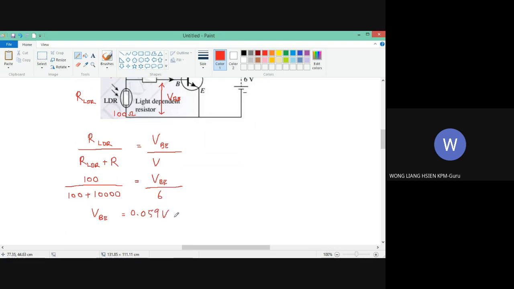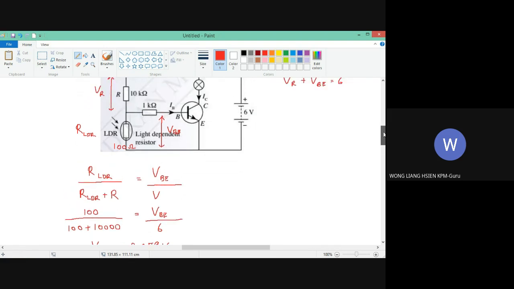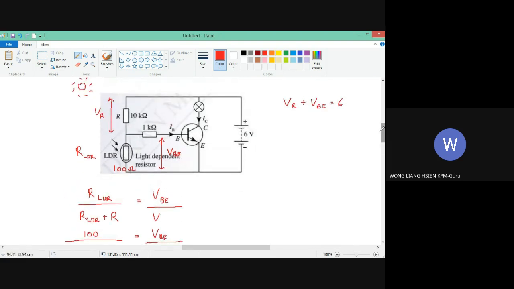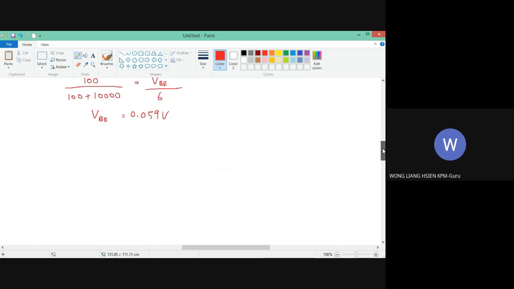So you see this voltage is so small, obviously it is not enough to turn on the transistor, right? Not enough to turn on the transistor, so the bulb does not light up. No collector current, so the bulb is not lit. Okay, now how about at night time?